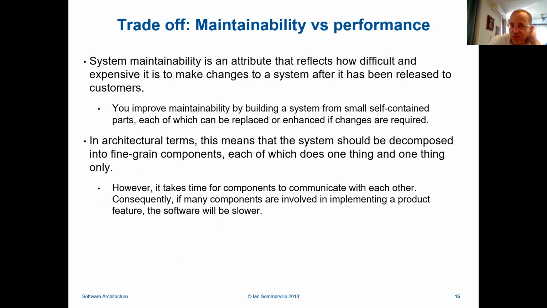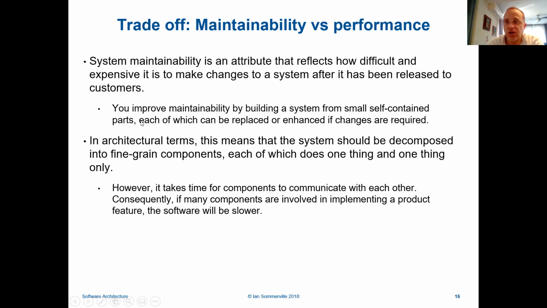Maintainability versus performance. System maintainability is an attribute that reflects how difficult and expensive it is to make changes to a system after it has been released to customers. You improve maintainability by building a system from small self-contained parts, each of which can be replaced or enhanced if changes are required. In other words, it's usually faster.